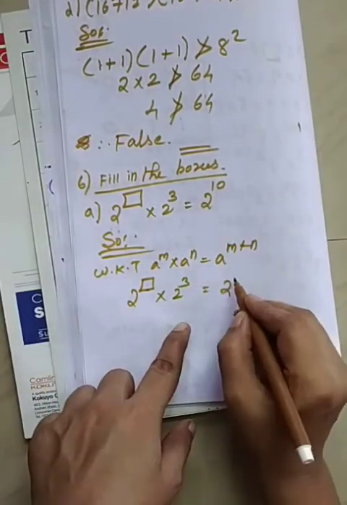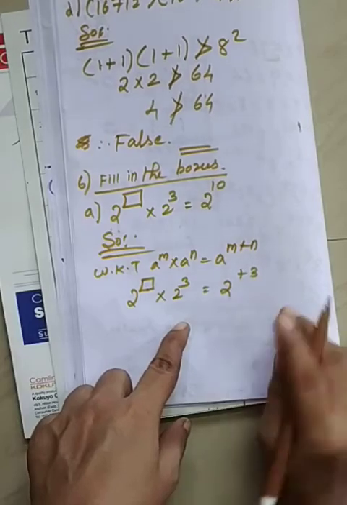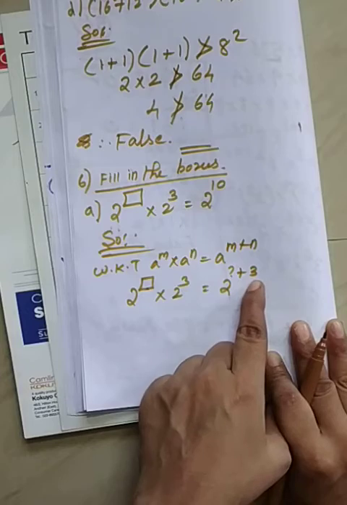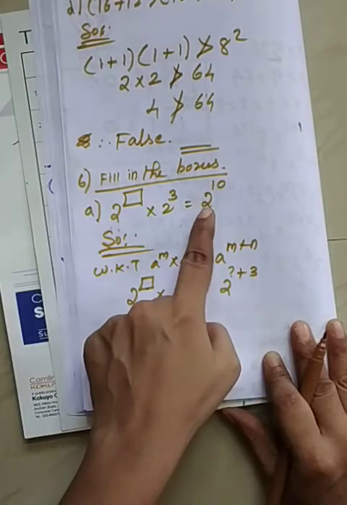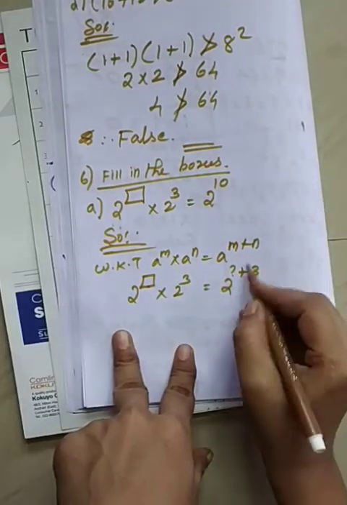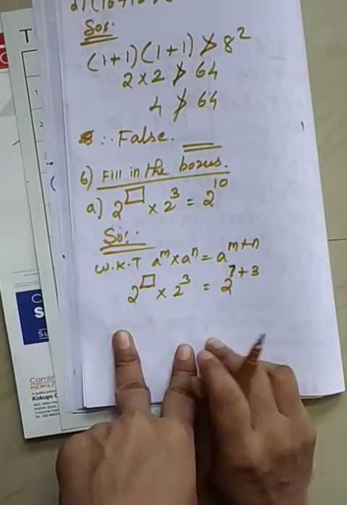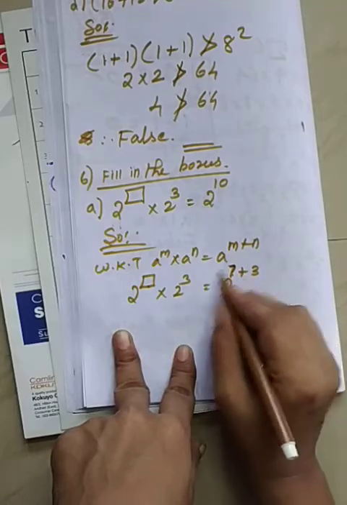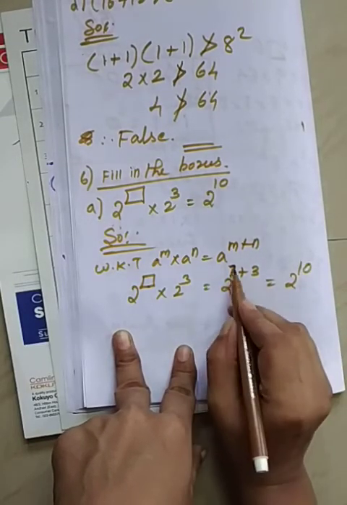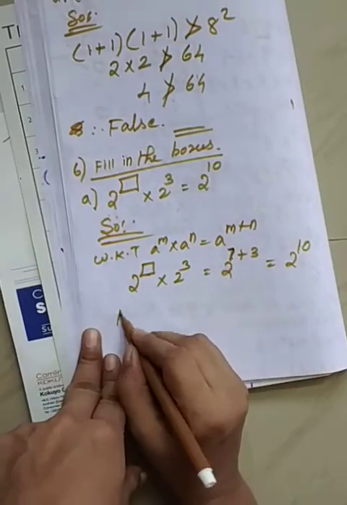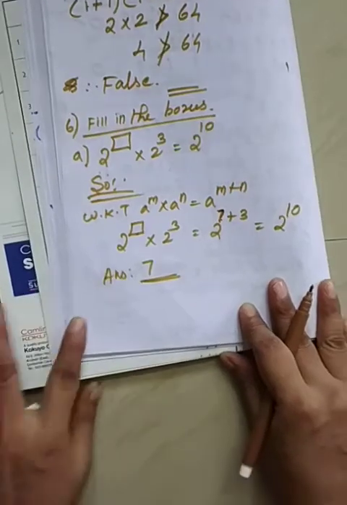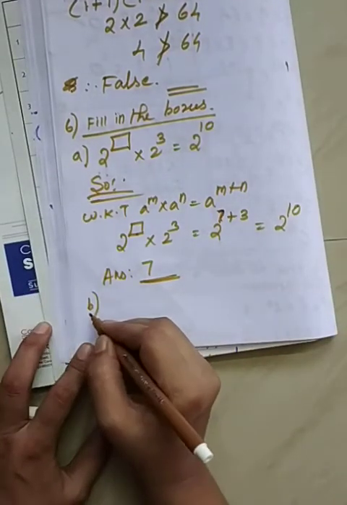So what is your question? 2 power blank into 2 cube equals 2 power 10, so you add the powers. Already 3 is here, but your answer is 10, so which value do you need? 7. So you can write 7 plus 3, which means 2 power 10. Your answer is 7. Clear? Right. The next one.